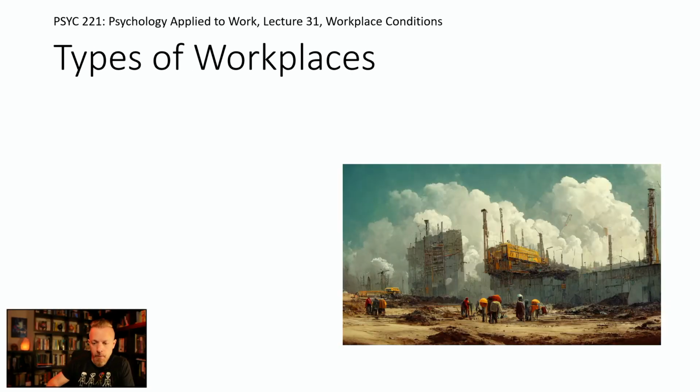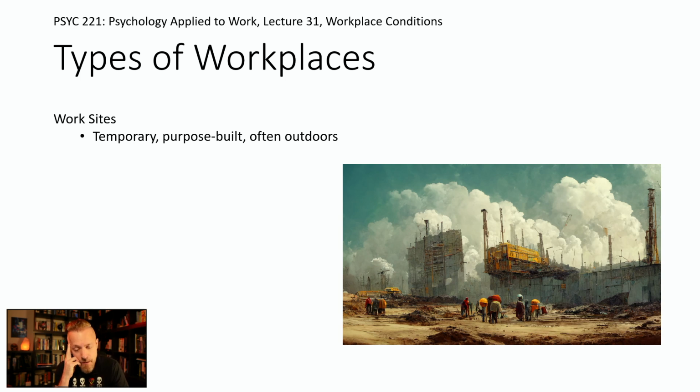Okay, what do we mean by workplaces? What are some general ways? This is a non-comprehensive list, but these are some general ways of looking at what's a workplace. So a workplace can be a work site, and that would be like that AI-generated picture there, sort of a construction site. People have gathered and they're building something. They're there temporarily.